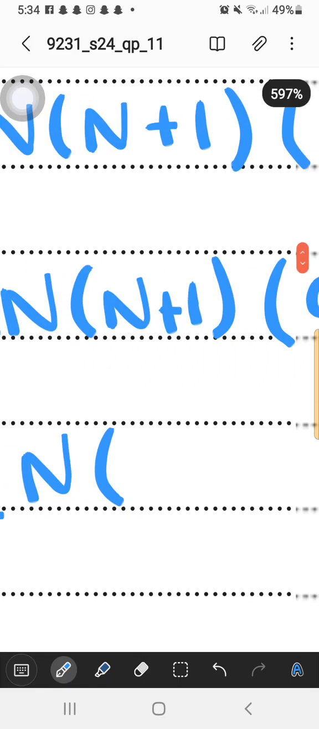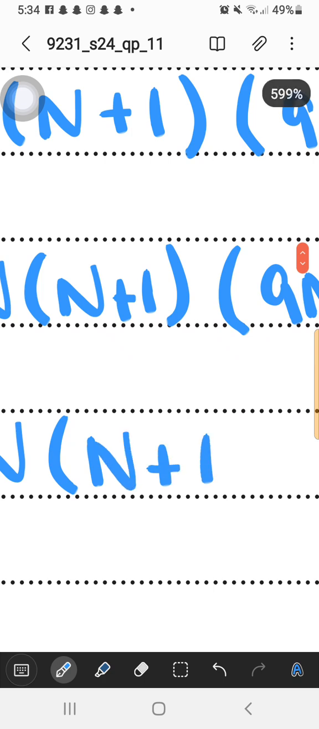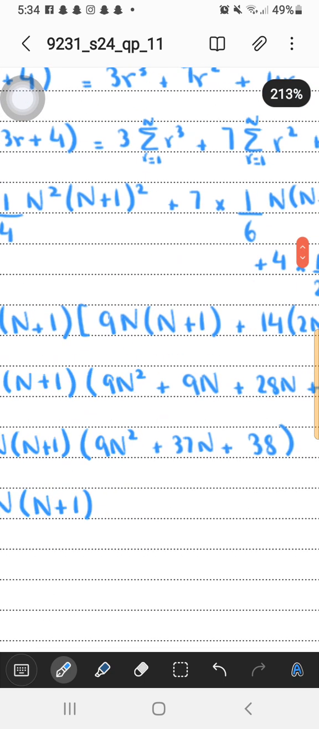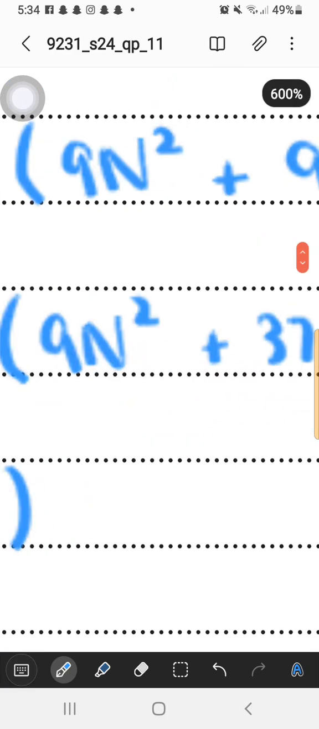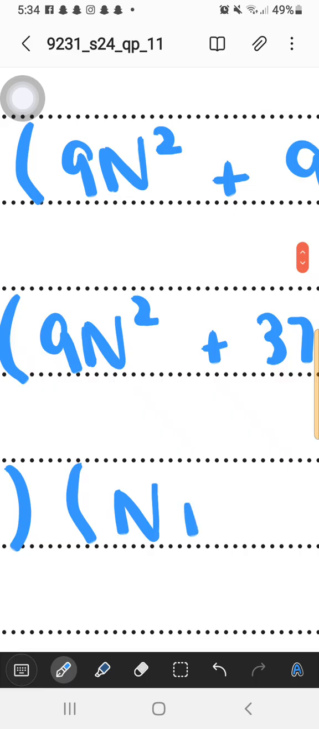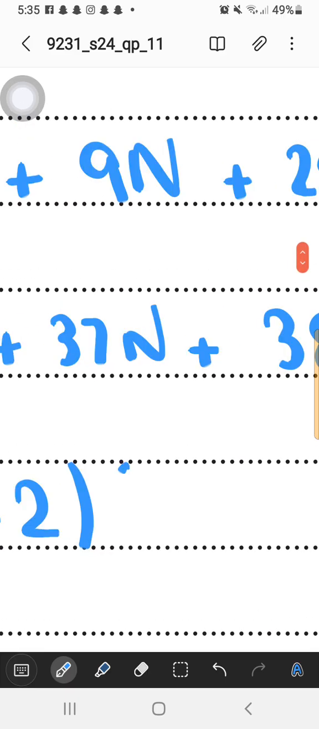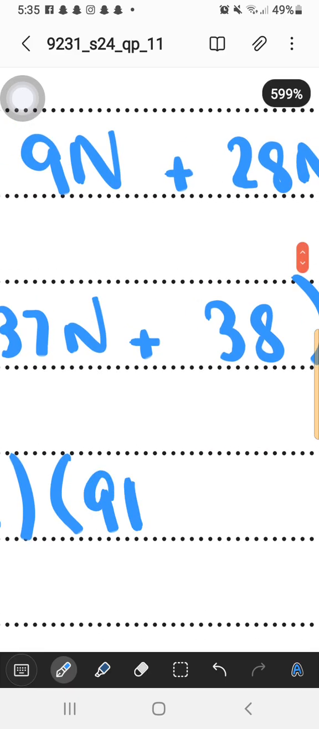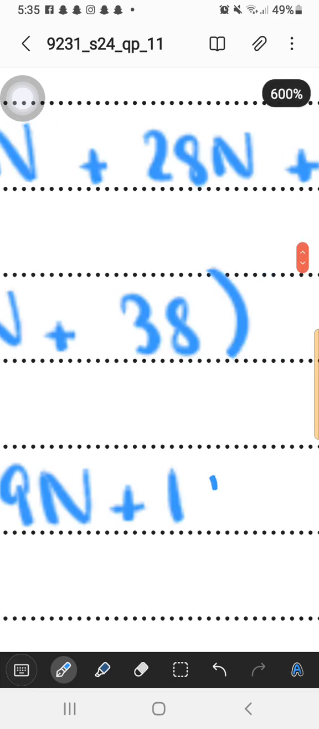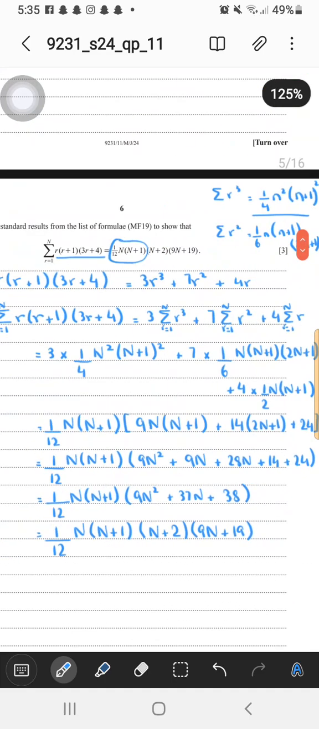We can do it through calculator. So let me confirm what will be the answer. 9, 37 and 38. Yeah, so it becomes n plus 2, as we are getting negative 2 and negative 19 upon 9, so it will become 9n plus 19. Is this our answer here? Yeah, so we have shown it correctly.